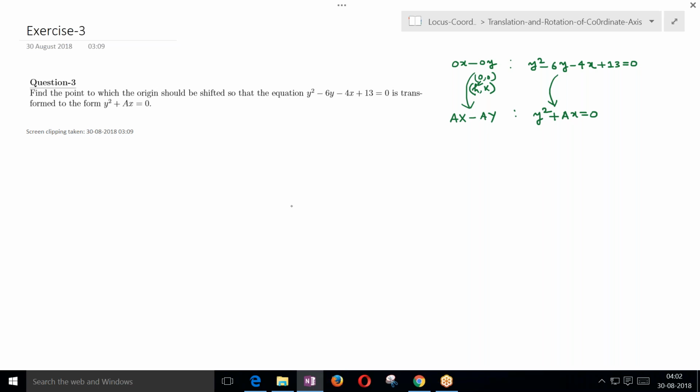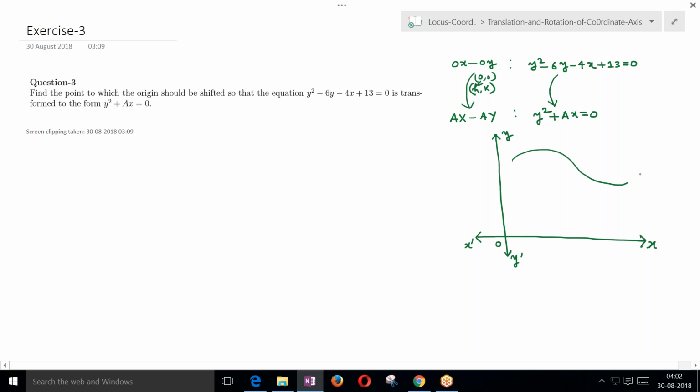So if I draw the diagram, it will be something like this. This is our original coordinate system. This is x, this is x dash, this is y, and this is y dash, this is origin. With respect to this, we have an equation of a curve. Suppose this is the equation of the curve: y square minus 6y minus 4x plus 13 is equal to 0.